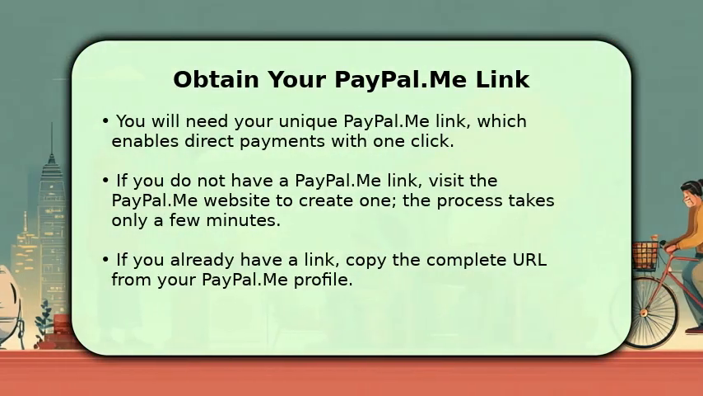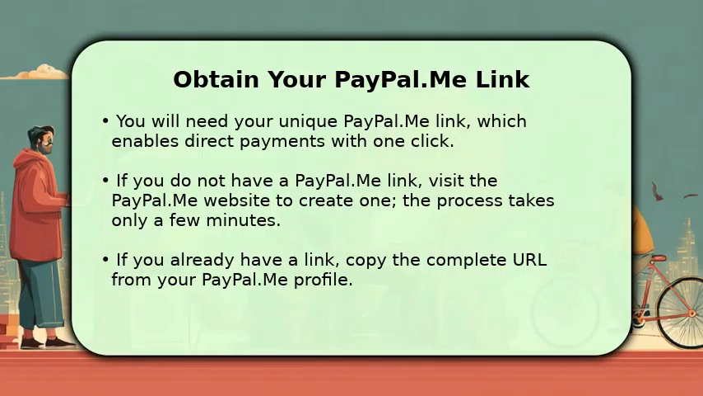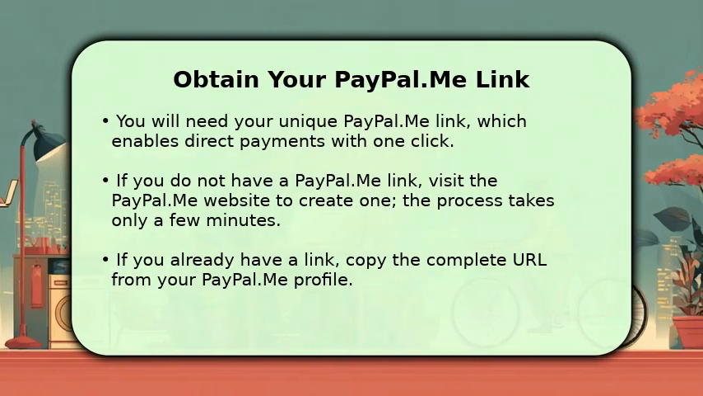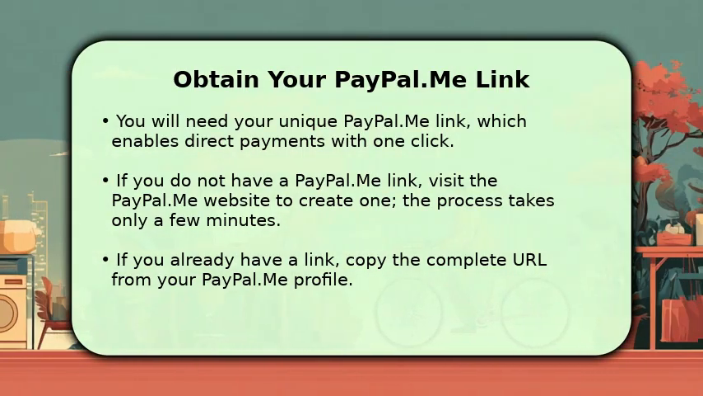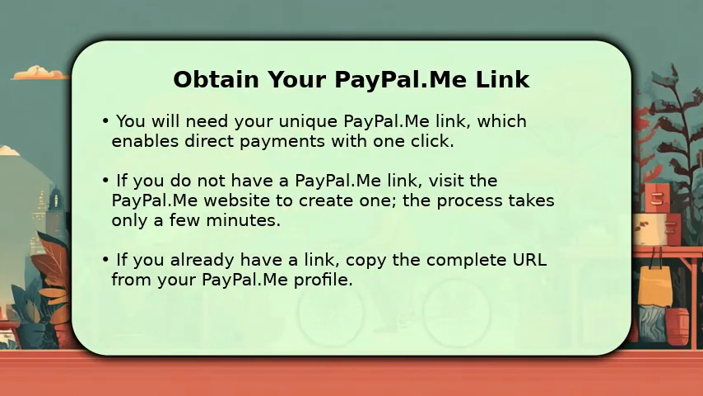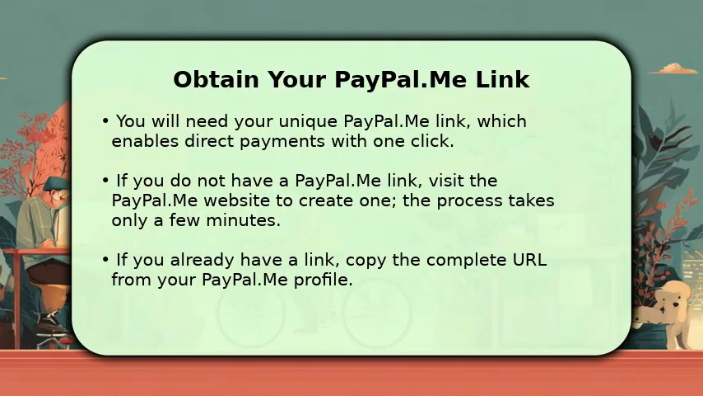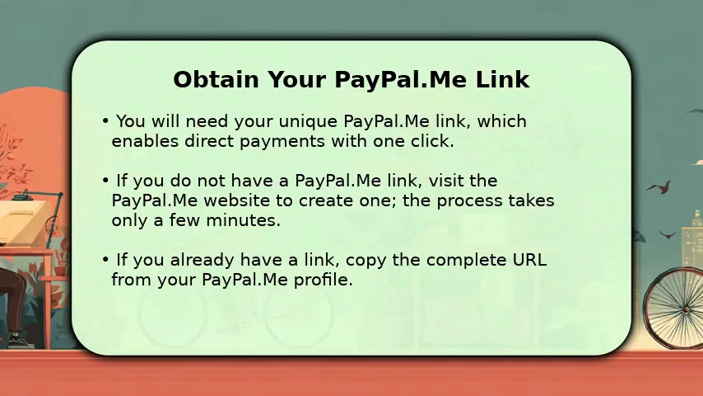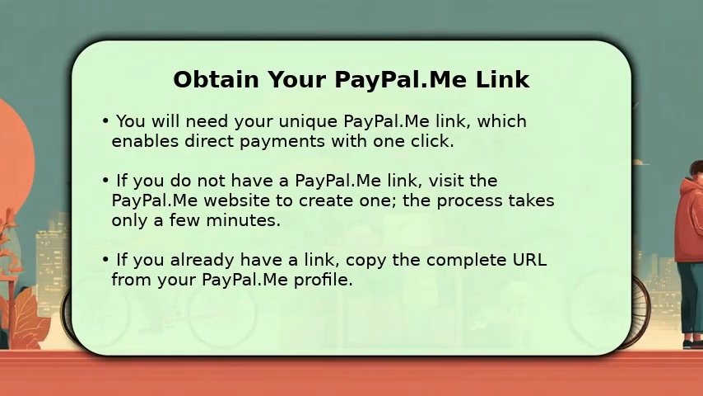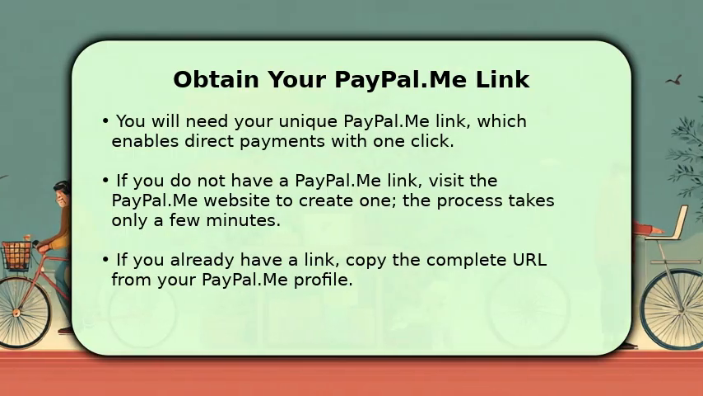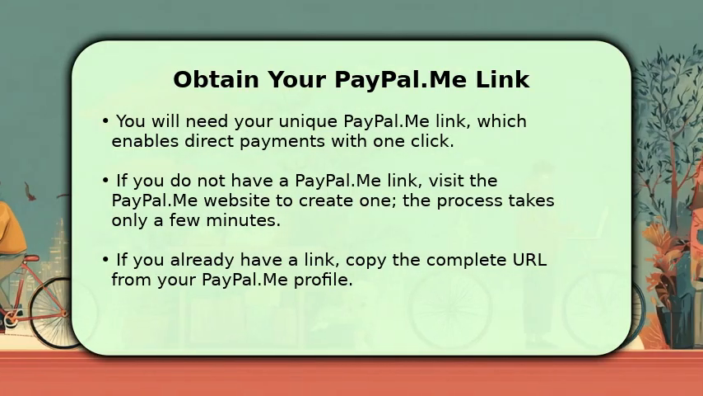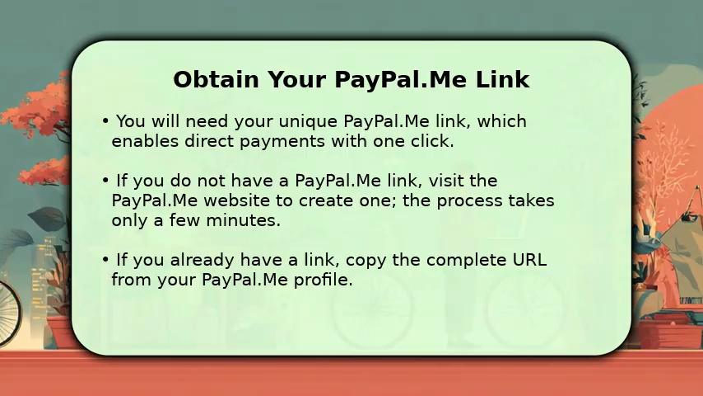Next, you'll need your unique PayPal.Me link. This allows people to send you money directly with just one click. If you don't have one, visit the PayPal.Me website and follow the simple steps to create it. It takes only a couple of minutes. If you already have one, simply copy the full URL. Ensure it's the direct link, not just your PayPal email, for the best user experience.